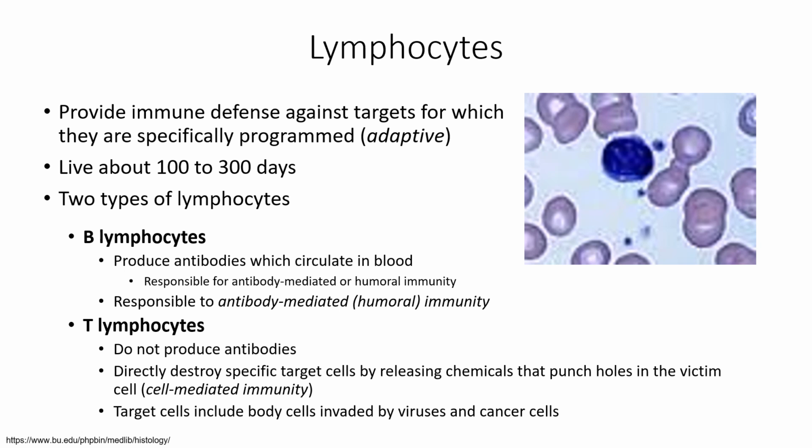There are also T lymphocytes that do not produce antibodies, but they directly destroy specific targets by releasing chemicals that punch holes in the victim cells. So they destroy specific target cells by releasing chemicals that punch holes in those target cells. The target cells can include body cells invaded by viruses and cancer cells.